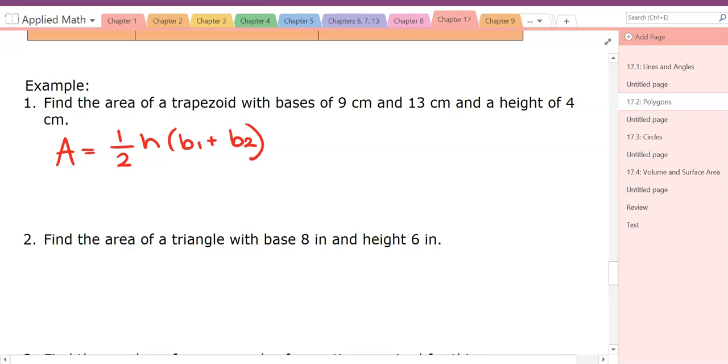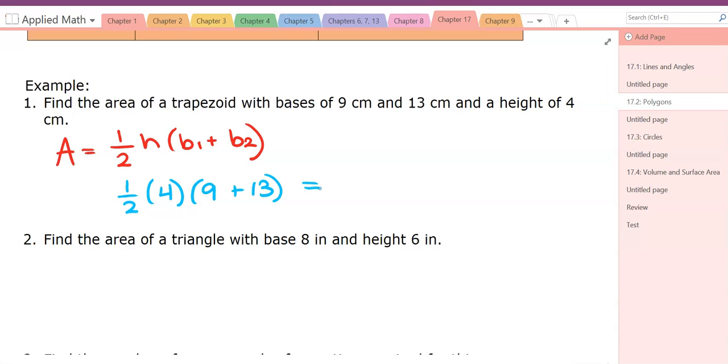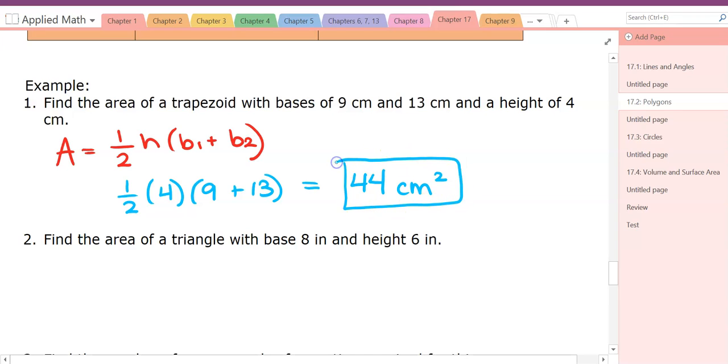Okay, first one's a trapezoid, so you should have used 1/2 times the height times base 1 plus base 2. So 1/2, the height they say is 4. The bases are 9 and 13. What did you guys get for a number here? Close. 44. How do we label area? Good. Centimeters squared. So whatever your unit is, you then have to put squared because you're talking about length and width. So it's two separate dimensions there.